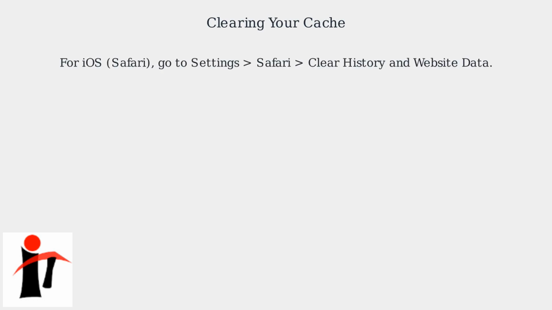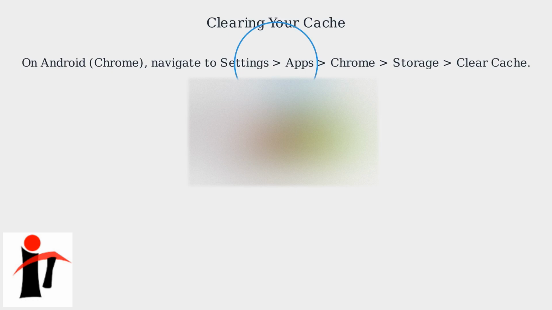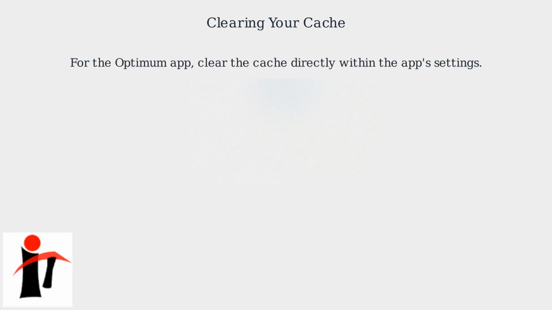For iOS Safari, go to Settings, Safari, Clear History, and Website Data. On Android Chrome, navigate to Settings, Apps, Chrome, Storage, Clear Cache. For the Optimum app, clear the cache directly within the app's settings.